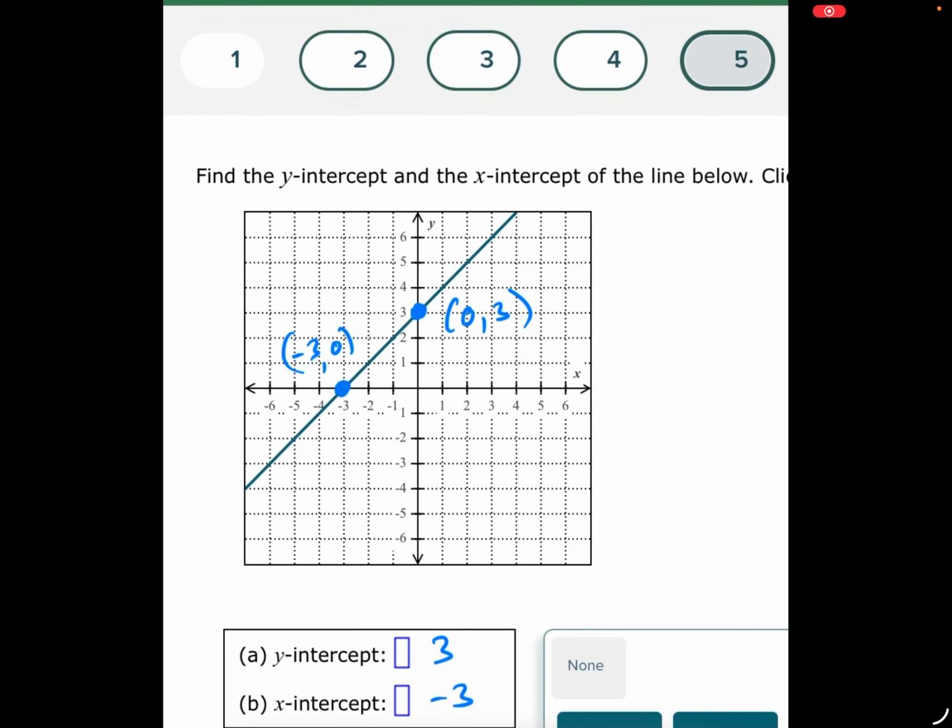This one, sorry, I accidentally screenshotted this wrong in the last class, but this one, finding the x and y intercepts. Again, don't miss the easy ones here. Your y-intercept is at where it crosses the y-axis, so it's 0, 3, and your x-intercept is -3, 0. You don't have to write it in as an ordered pair. Your y-intercept is just 3, and your x-intercept is -3.